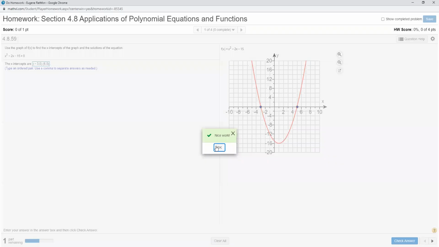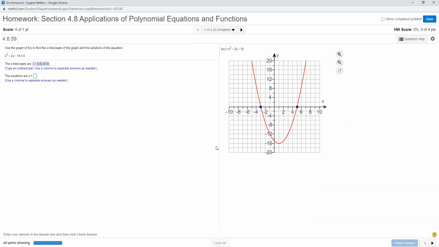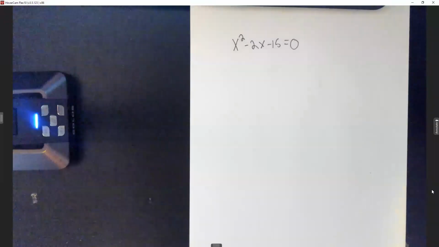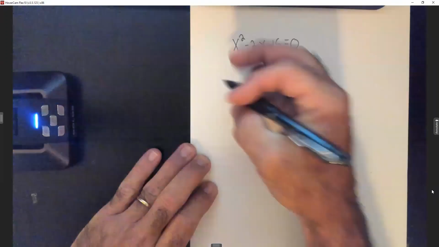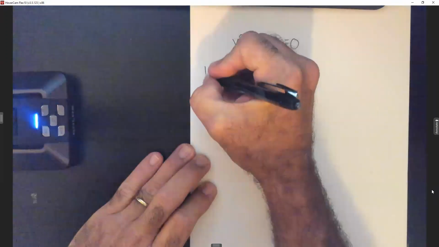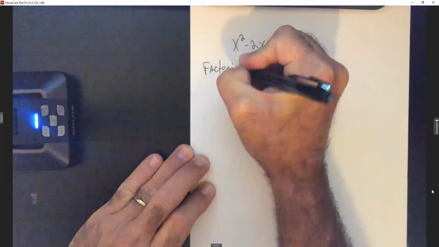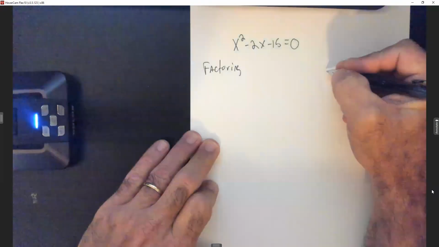And then it's going to come in and ask us what the solutions are. So let me write this problem down. X squared minus 2x minus 15 equals 0. So I'm going to go to my other screen and actually work this out. There are 2 ways I can solve this, and I'll actually do both ways for y'all. The first way, I'm going to solve it by factoring. The second way, I'll use the quadratic formula.